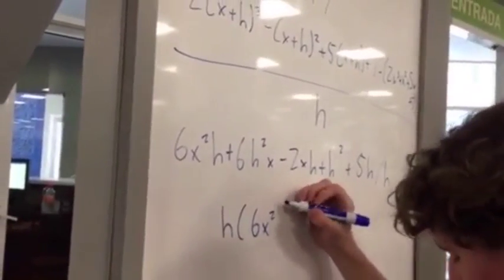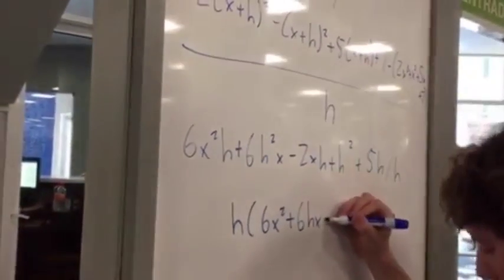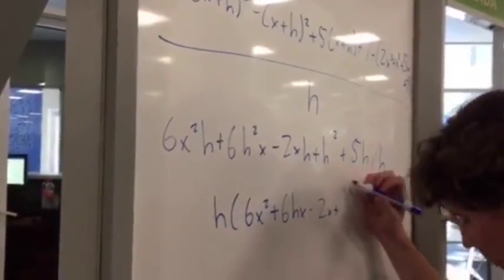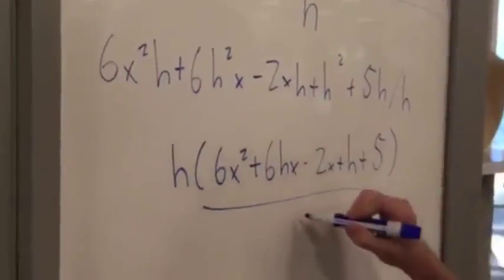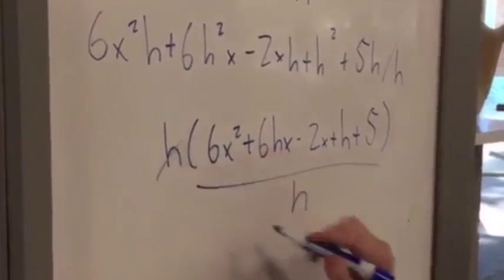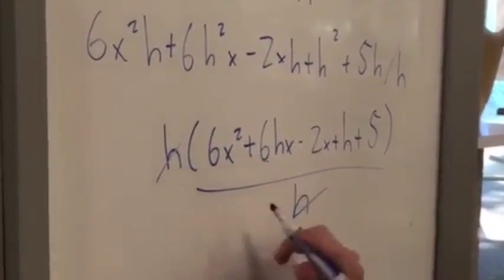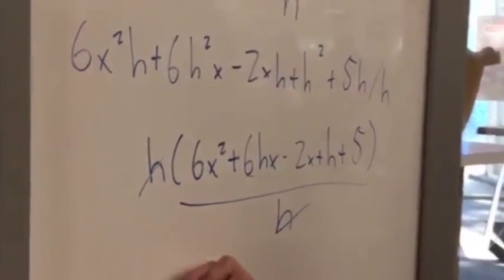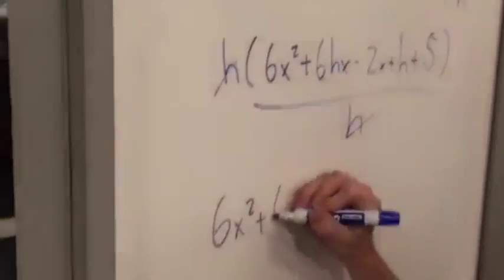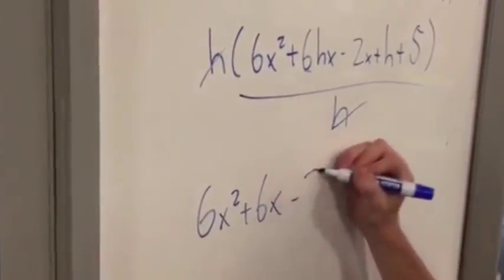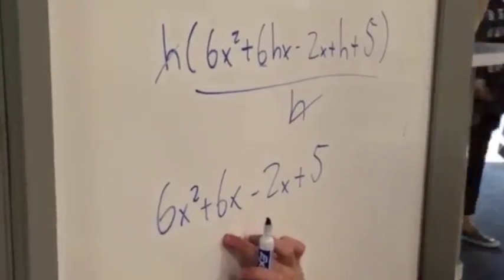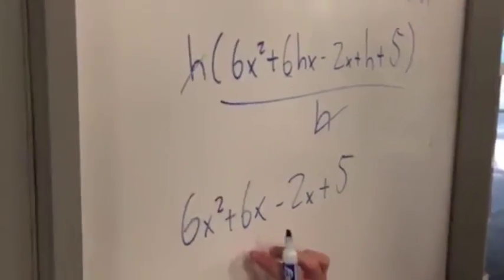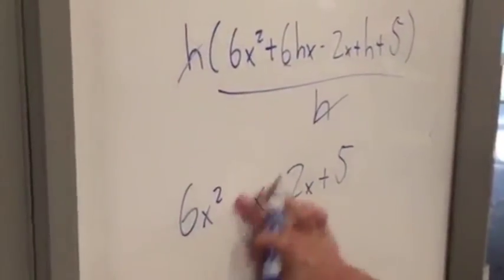The next step is to take out the h's. The h below cancels with the h on top. And now we have to rewrite the problem but without the h terms. This leaves the problem being only 6x squared minus 2x plus 5. And that is the final answer.